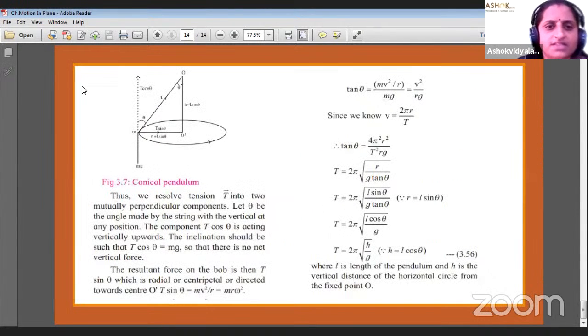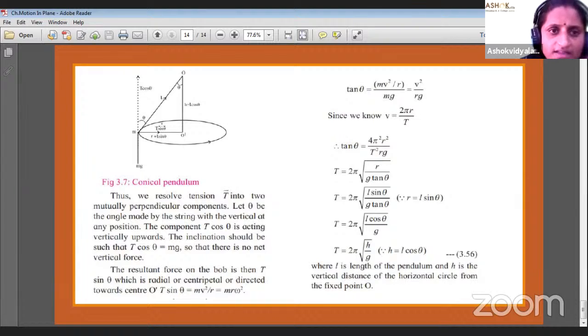Now see, in this diagram there are two components, T cos theta and T sin theta. The vertical component, acting upward, is balanced by mass into gravity. The vertical component is T cos theta, where T is the tension in the string. T sin theta is the horizontal component, where r is the radius, L is the length of the string, and theta is the angle made with the vertical through point O. Thus, we resolve the tension T into mutually perpendicular components. Let theta be the angle made by the string with the vertical at any position.